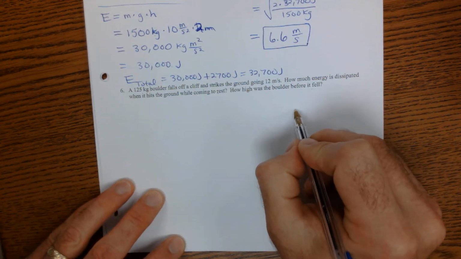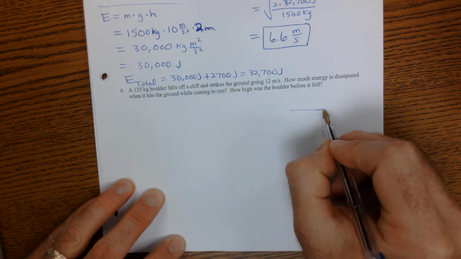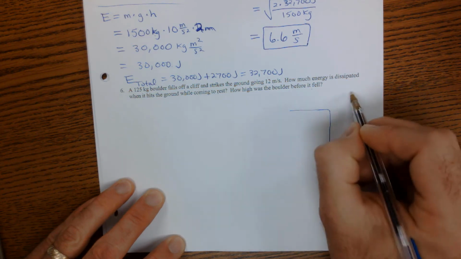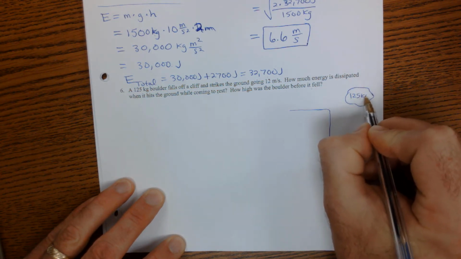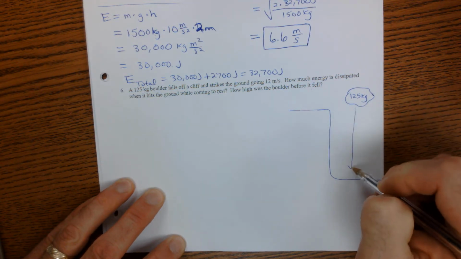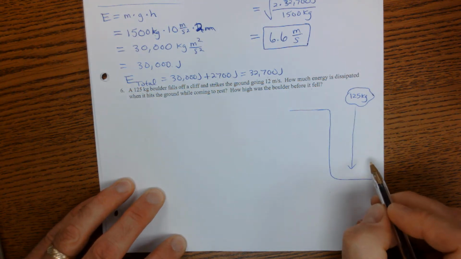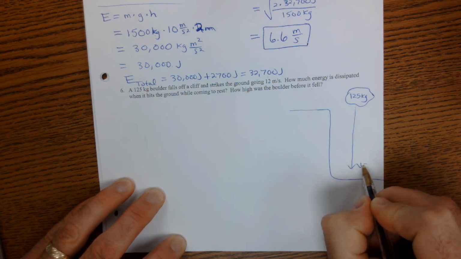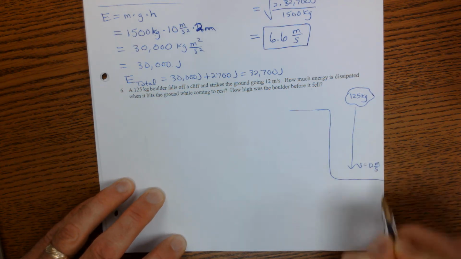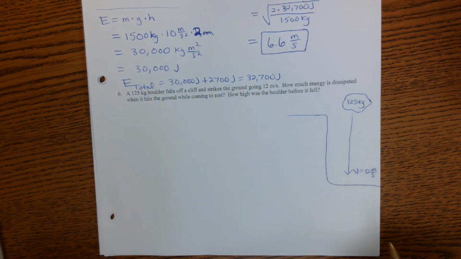So let's get a little diagram of what's going on here. I'm going to draw my cliff and my boulder. I know this boulder is 125 kilograms and it's going to fall. And we know that when it strikes the ground, right at ground level, the velocity is 12 meters per second. So let's just think through the problem here.